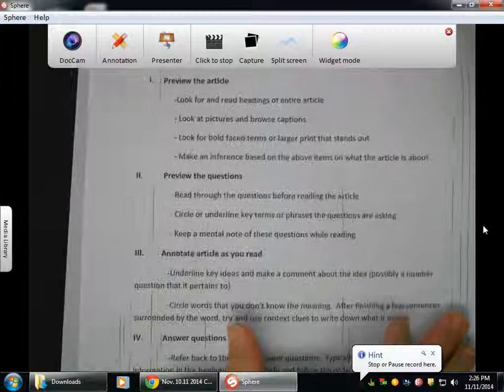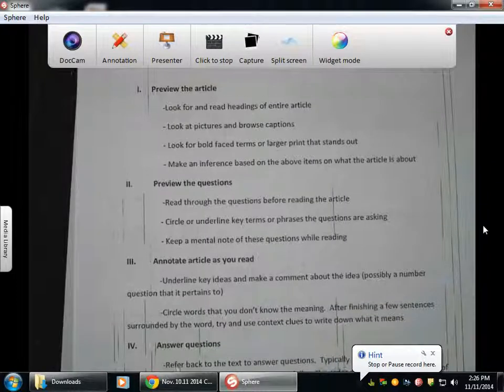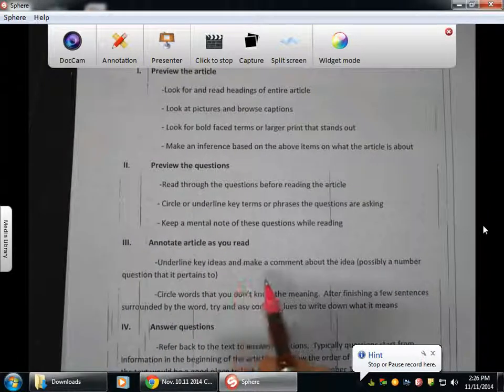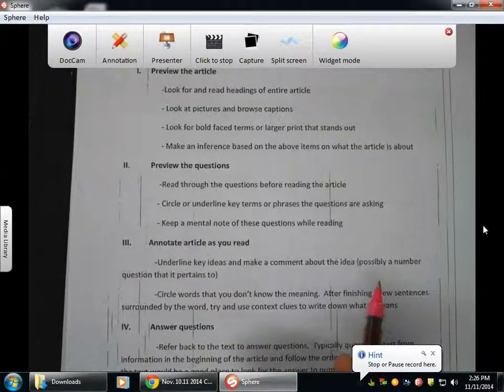Okay, the next technique is to annotate the article as you read. So underlining key ideas and making a comment about the idea, possibly a number or question that it pertains to. Circle words that you don't know the meaning of, and after finishing a few sentences surrounded by the word, try and use context clues to write down what it means. So again, I'm going to model this and annotate a little bit for you, but I'm going to leave part of the article undone so that you can try it yourself after seeing my own technique.